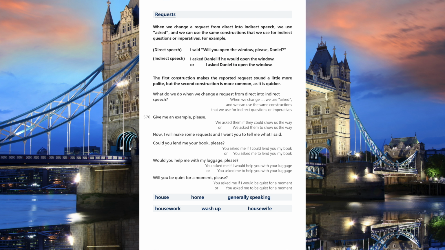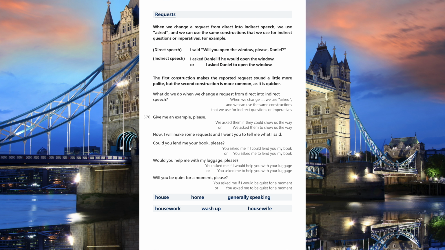Would you help me with my luggage, please? You asked me if I would help you with your luggage. Or, you asked me to help you with your luggage. Will you be quiet for a moment, please? You asked me if I would be quiet for a moment. Or, you asked me to be quiet for a moment.